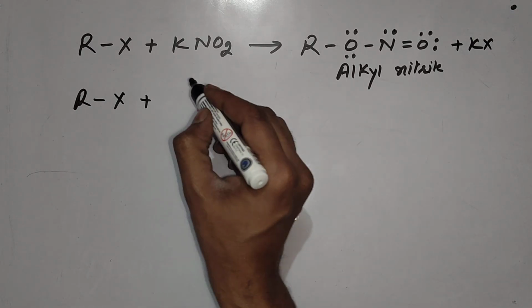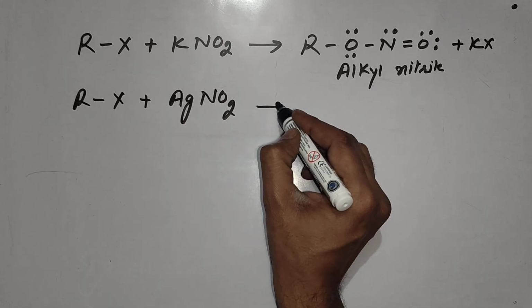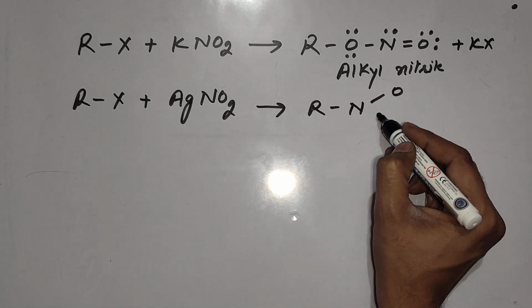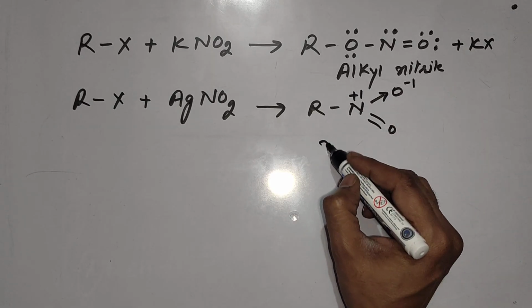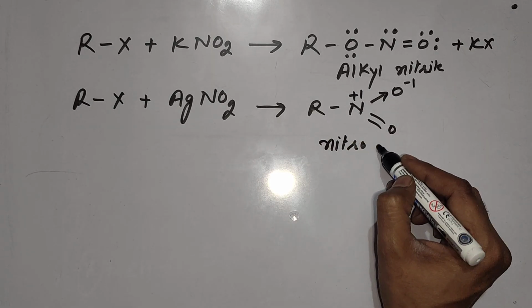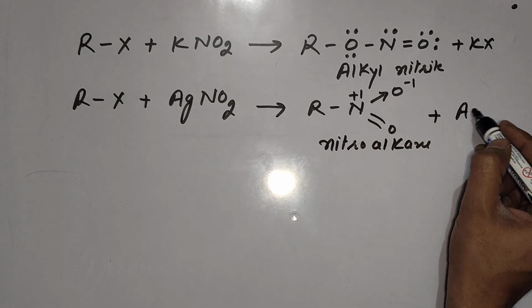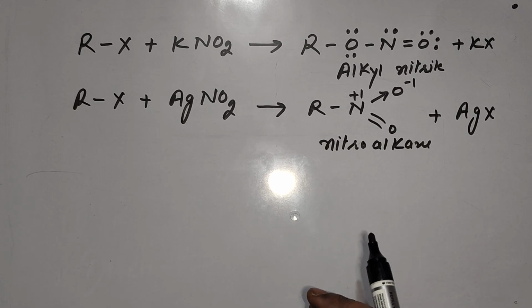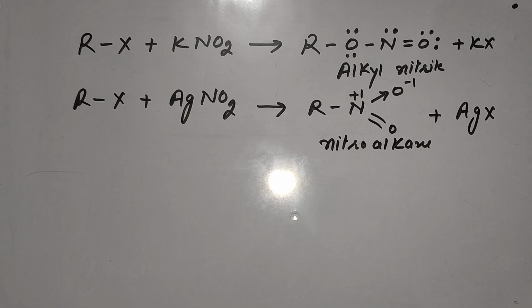If the same RX I react with silver nitrite, now bonding will be through nitrogen, and nitroalkane will generate. Side product AgX. First we will understand KNO2, AgNO2, and then the same topic is there with KCN and AgCN.